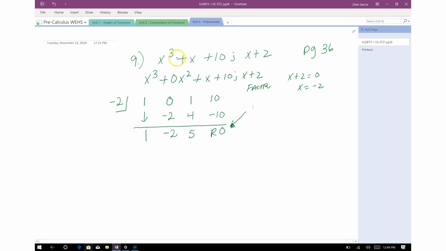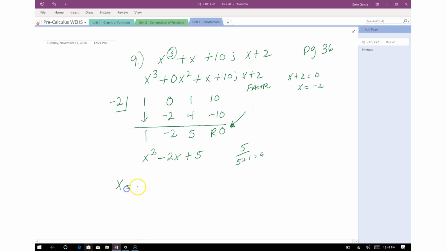So now, since we have a power of 3, we know that this polynomial will be reduced by 1 degree. So we have x squared minus 2x plus 5. And I noticed that we have the factors of 5, but none of those factors of 5 will add up to be negative 2. So we're going to have to use the quadratic formula.